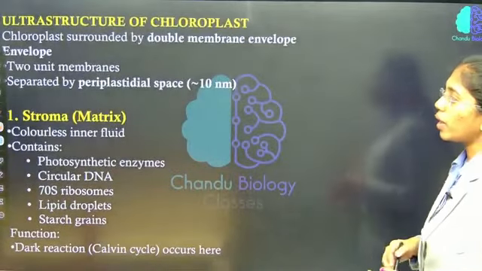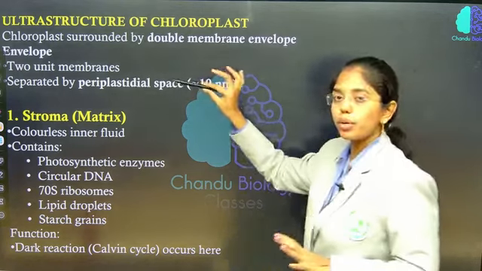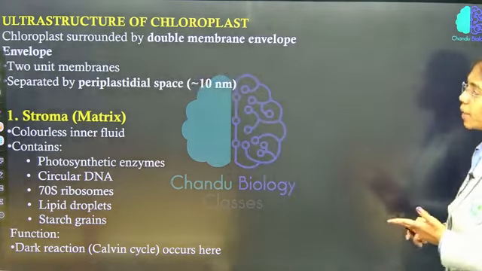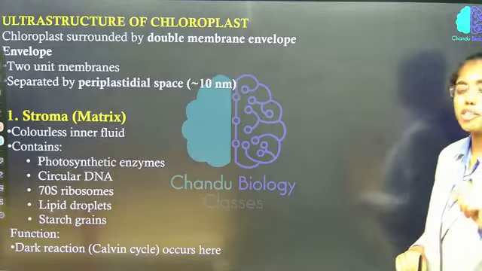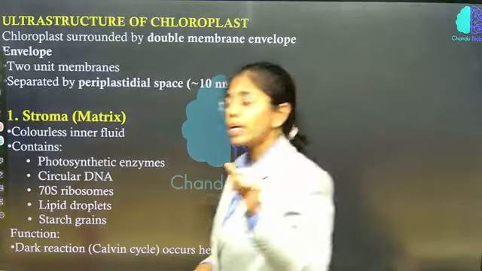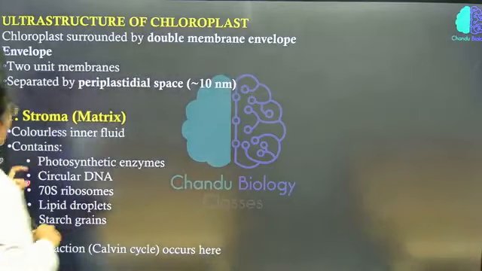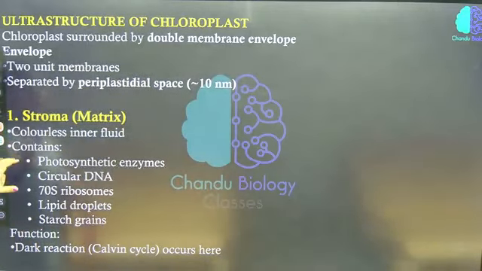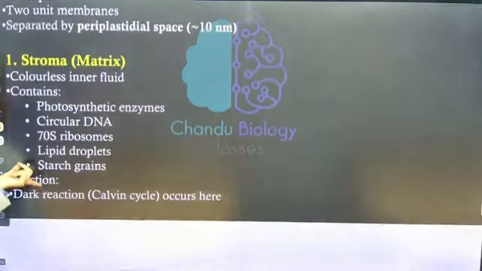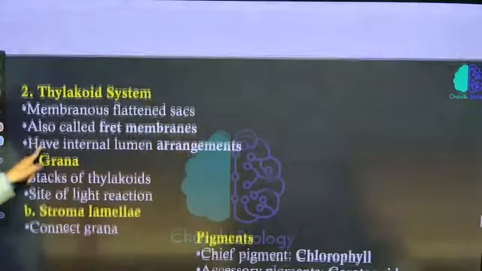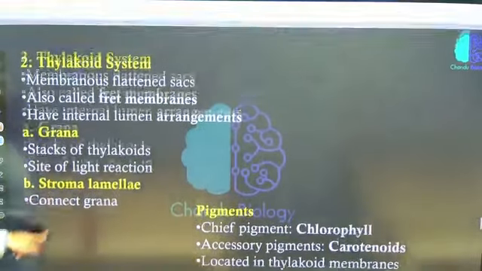Once look into the theory also. The envelope has two unit membranes, outer membrane and inner membrane, separated by what? Periplastidal space. Periplastidal space is around 10 nanometers. Stroma or matrix is a colorless inner fluid. It contains photosynthetic enzymes, circular DNA, 70S ribosomes, and lipid droplets. Starch granules are also present in the stroma of the chloroplast. Functions: dark reactions like the Calvin cycle occur inside the stroma of the chloroplast itself.